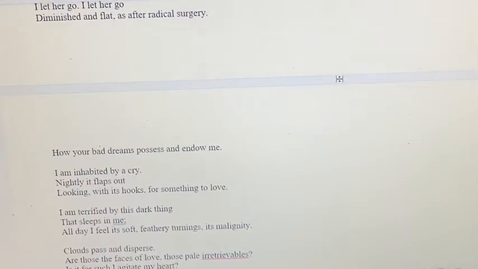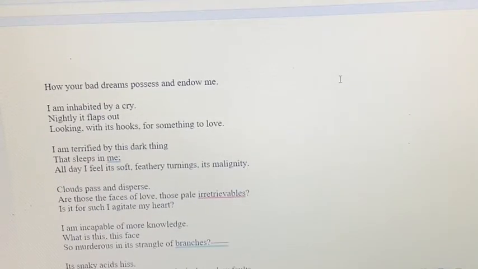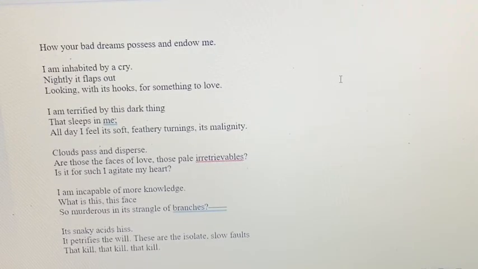How your bad dreams possess and endow me. I am inhabited by a cry. Nightly it flaps out, looking with its hooks for something to love. I am terrified by this dark thing that sleeps in me. All day I feel its soft, feathery turnings, its malignity.